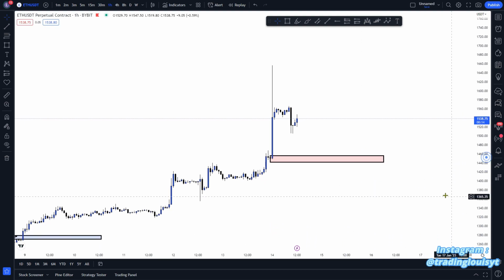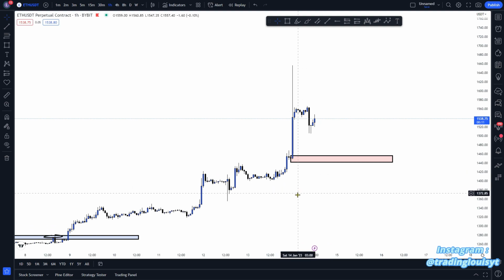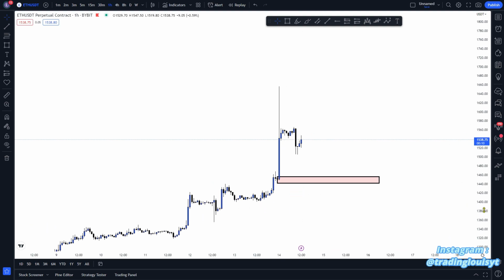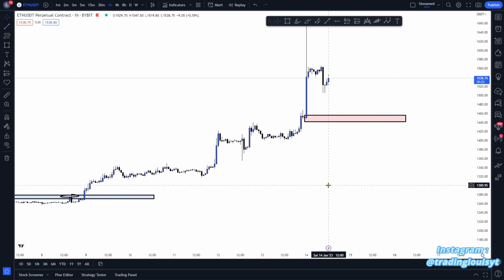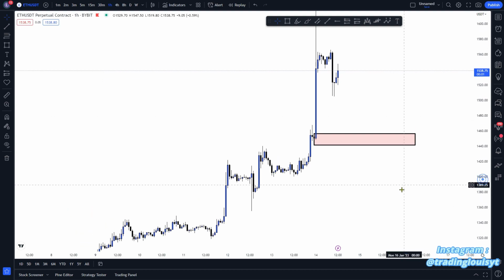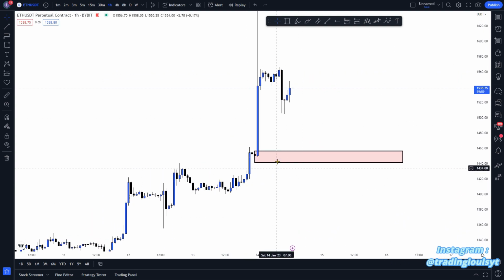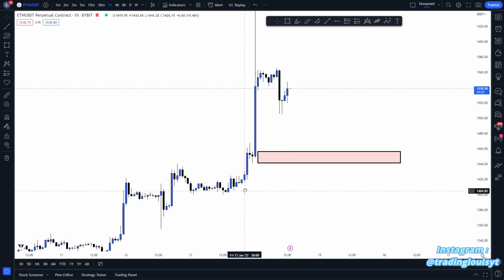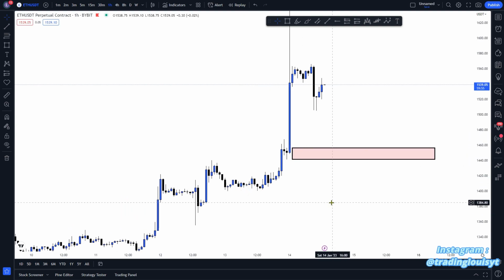So I hope this video has helped you guys a lot, and if you want me to do a video on how to trade using order blocks, then I can definitely do that for you. But the goal of this video is for you guys to be able to identify order blocks and recognize order blocks and mark out order blocks on your own charts.